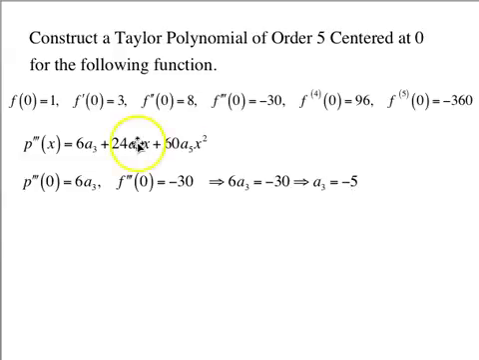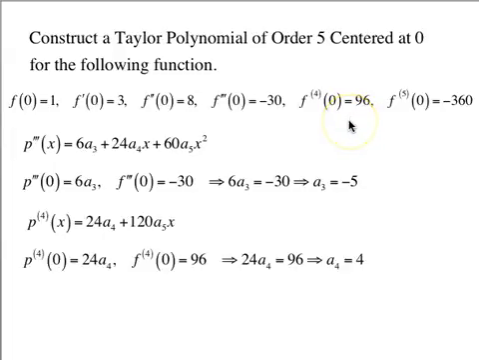Next, we need the fourth derivative. So let's take the derivative of this piece. Derivative of a constant is 0. Derivative of 24a4x is 24a4. Derivative of 60a5x squared is 120a5x. Now plugging in 0 into the fourth derivative, 120a5 times 0 is just 0. The fourth derivative at 0 will be 24a4. The fourth derivative at 0 up here is 96. We want the fourth derivative at 0 of the polynomial to be the same as the fourth derivative at 0 for the function. So 24a4 has to equal 96. Dividing both sides by 24, we get a sub 4 is 4.